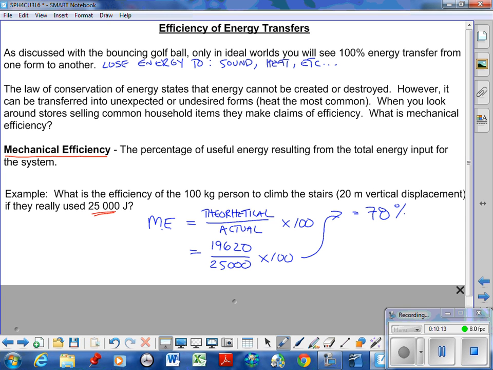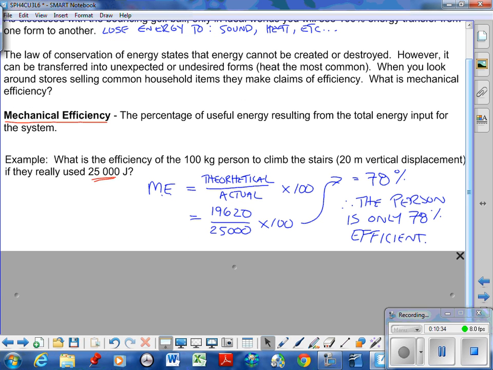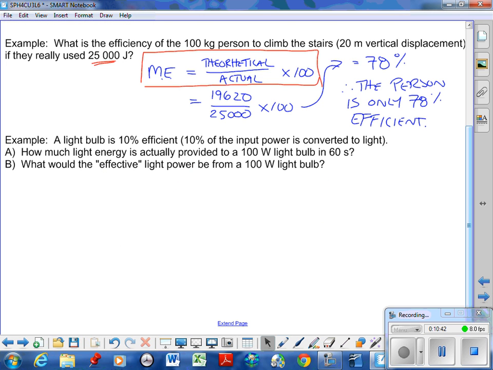So the person is only 78% efficient. That means that of that chemical energy, muscle energy, only 78% is actually going to climbing up the stairs. The rest of it is going to undesirable energies. So here's another formula for your formula sheet that you want to include. All right, and I've got one last example, and this is a hot topic right now.